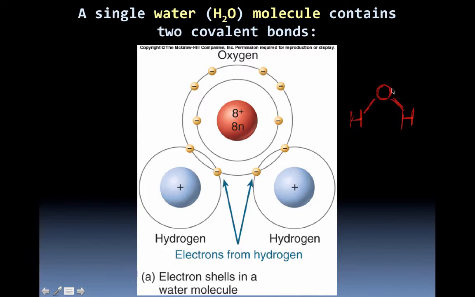Remember, oxygen is very electronegative or electron hoarding. So these shared electrons spend more of their time in the vicinity of the oxygen atom than the hydrogen atoms. And that gives this end of the molecule a partial negative charge. The hydrogens have a partial positive charge because they don't have as many electrons around them at any given time. So we've got a polar molecule here. Polar molecules can form hydrogen bonds with other polar molecules, as you will see on the next slide.